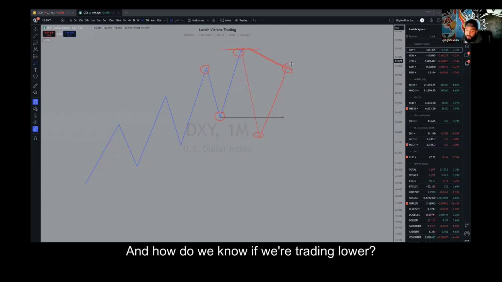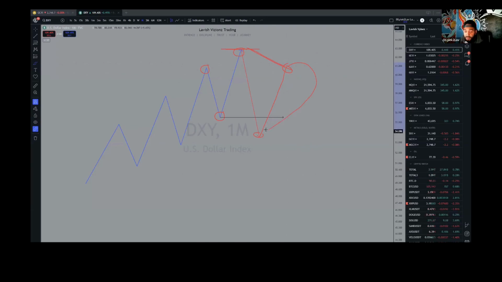And how do we know if we're trading lower? What could our target be? Well, if I want price to go lower overall, then I know that we should at least come below the previous lower low. So now if I'm at this lower high, I'm selling, looking for price to go past that previous lower low, which would be our target.